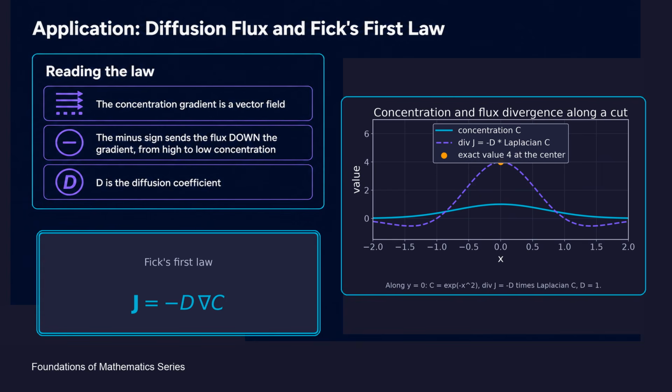Take a concentration that is a Gaussian bump, highest at the origin and decaying outward. Its gradient points inward toward the peak, so the flux points outward, away from the peak. Then take the divergence of that flux, and you get a scalar field telling you at which points material is accumulating and at which it is draining away. At the center of the bump, the divergence of the flux is positive, 3.696405 on the numerical grid, and exactly 4. Positive divergence means net outflow, so more material leaves the region around the peak than arrives, and the concentration at the center falls. That is exactly what a Gaussian bump does as it spreads out.